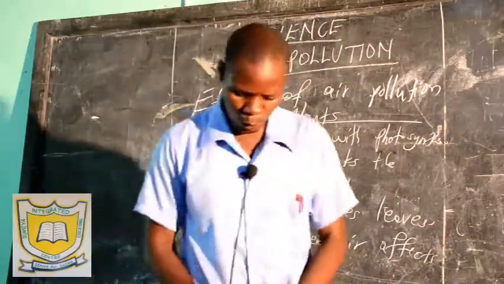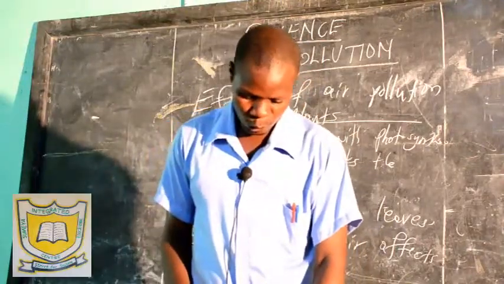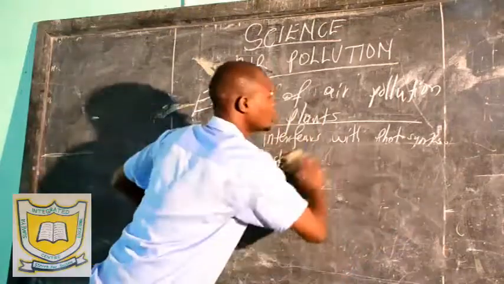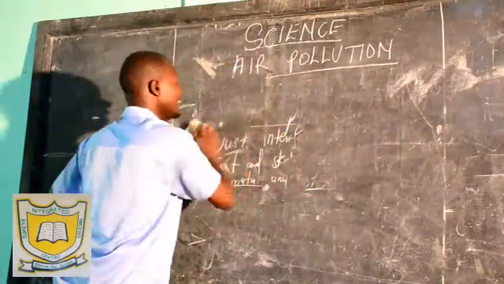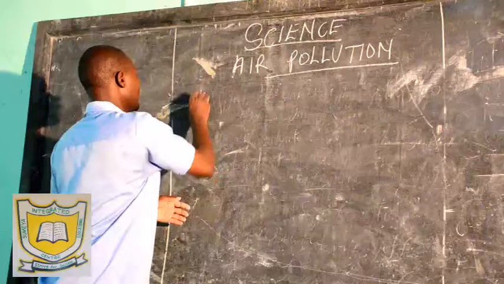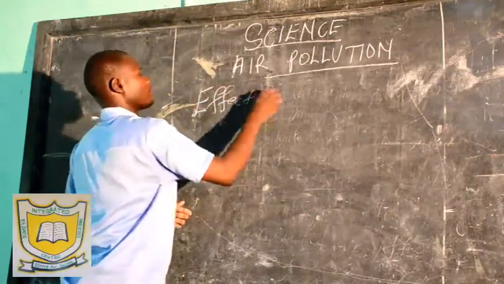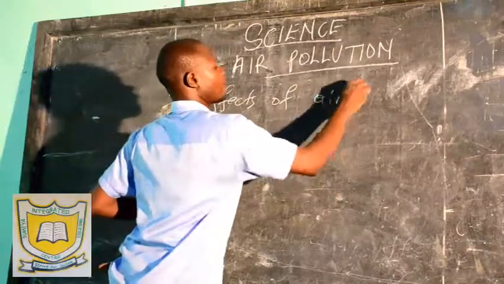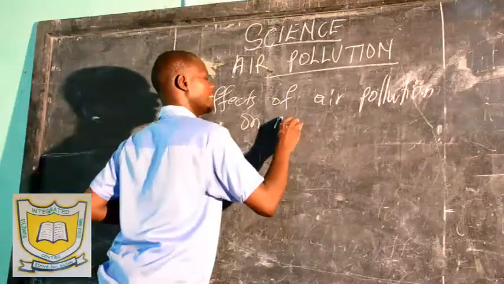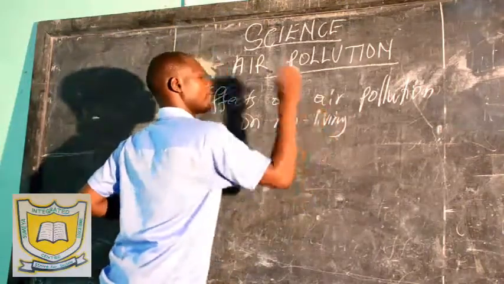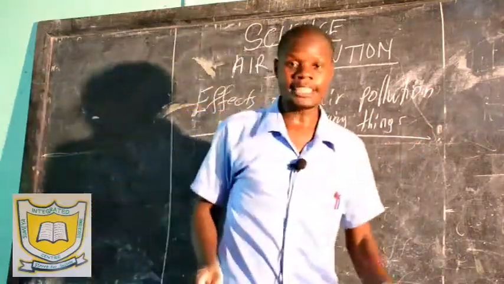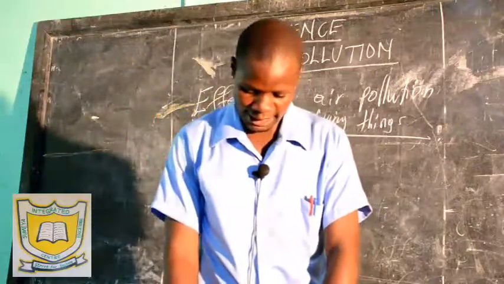Now lastly, we also have effects of air pollution on non-living beings. Beings that have not lived. Effects of air pollution on non-living beings. So you find that it is affecting plants, it is affecting animals, and it also affects non-living things.